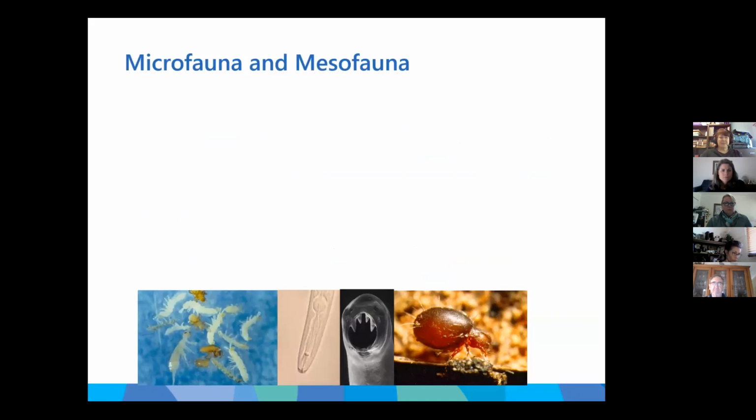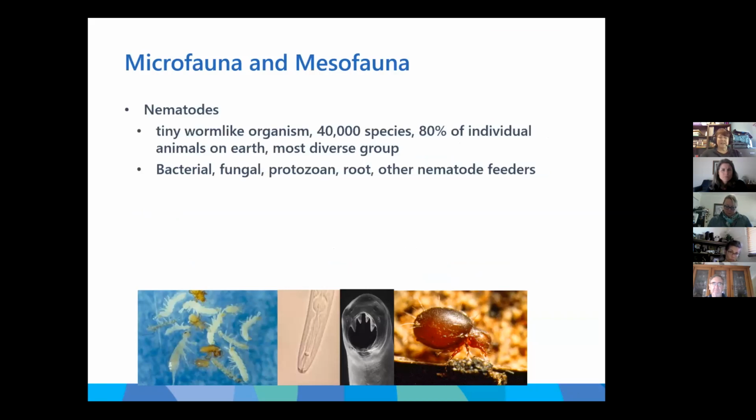So here's a group that is up next in the soil food web, called the microfauna and the mesofauna. A very large group of organisms in this group are the nematodes. They're very small, worm-like organisms, very hard to see with the naked eye. They're estimated to be 40,000 or more species, and 80% of the individual animals on Earth are nematodes. They're very abundant and very diverse, and they're literally everywhere on the planet and inside us.